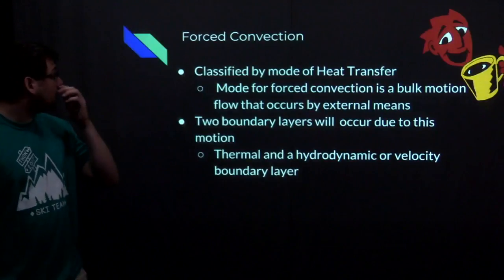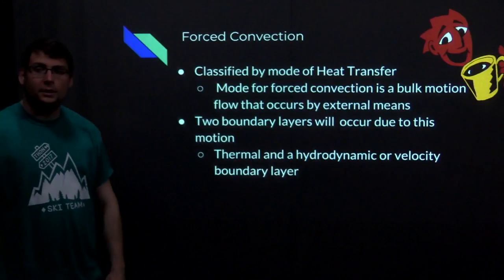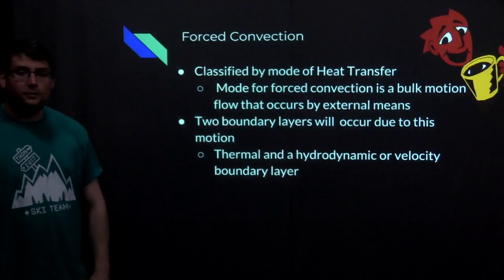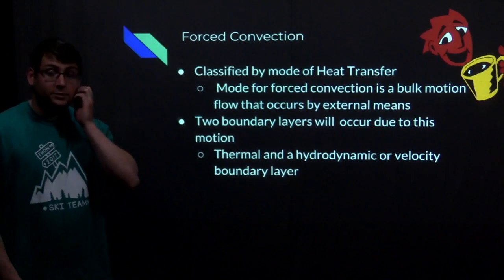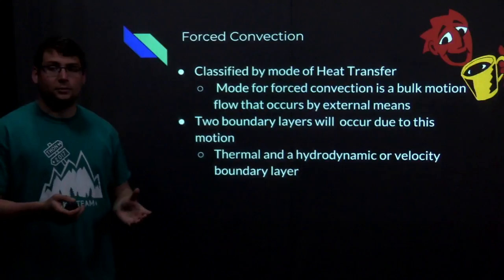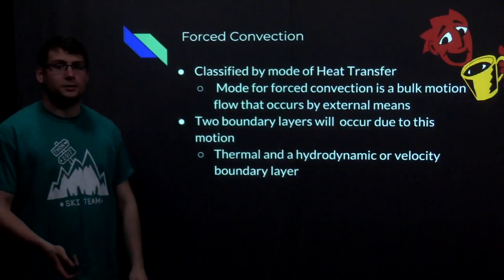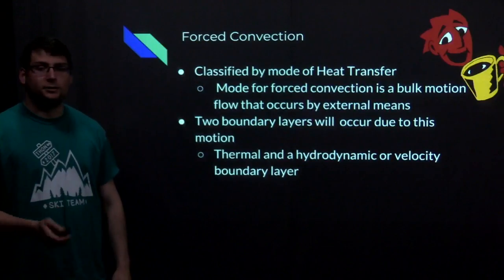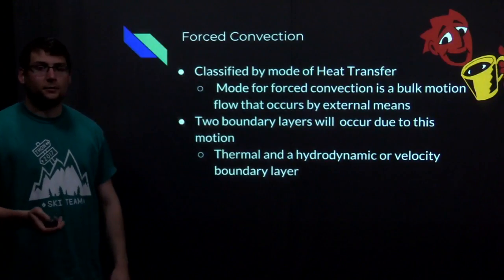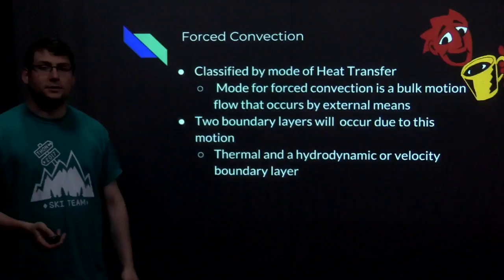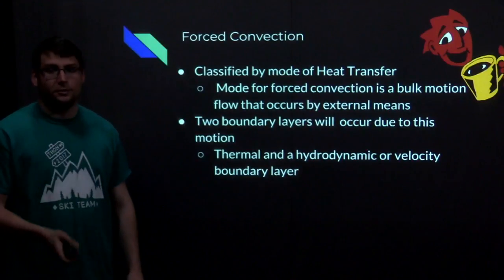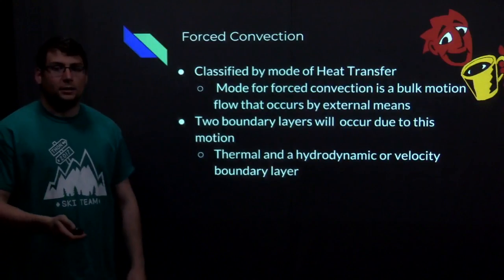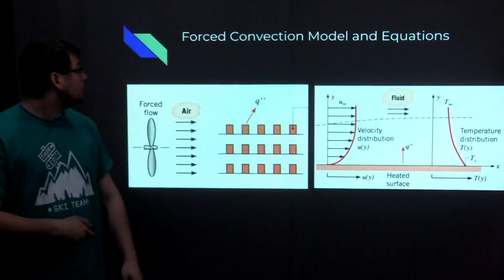The first mode of heat transfer we used in our consideration for the experiment was forced convection. Forced convection is classified by the mode of heat transfer, and in this case it'd be the bulk motion flow from an external force. In our experiment we would use a box fan to create this external motion. During forced convection there would be two boundary layers formed on top of the surface, a thermal and hydrodynamic or velocity boundary layer off the hot coffee.